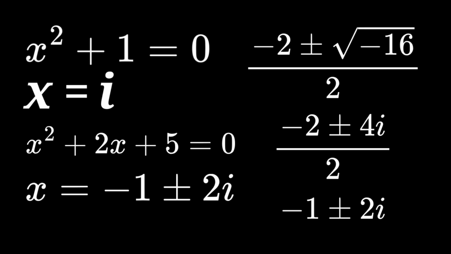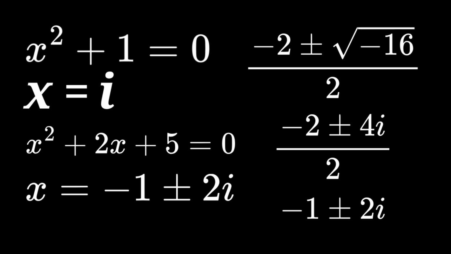Alright, so first let's consider the equation we were working on before: x squared plus 1 equals 0. When we solve this equation, we get x equals i, where i is the square root of negative 1. But not only this equation, we can use them for any quadratic equation with negative discriminants. Just consider this equation: x squared plus 2x plus 5 equals 0. When we use the quadratic formula to solve this, we get minus 2 plus minus the square root of negative 16, all by 2.